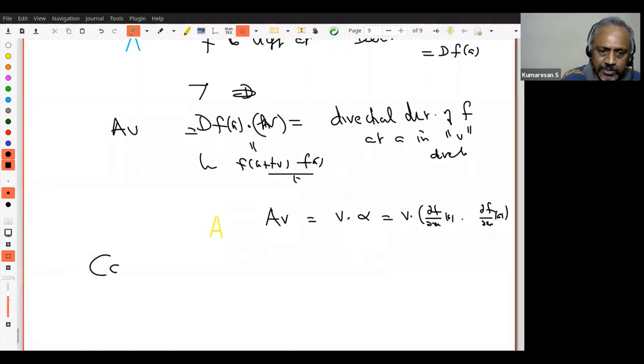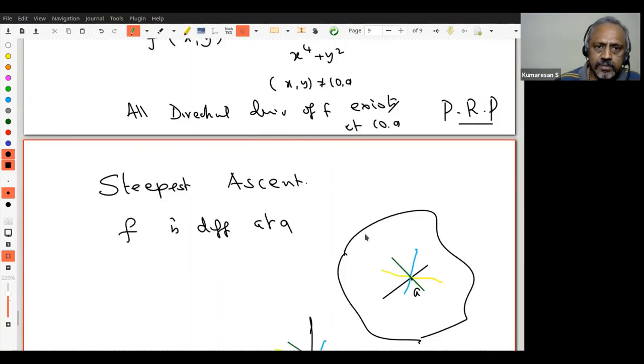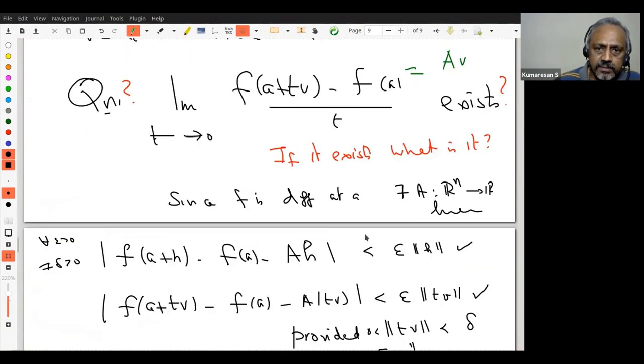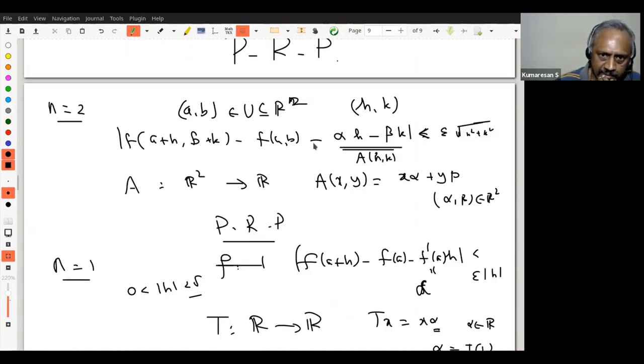That is what the Cauchy-Schwarz inequality tells me. It says the modulus of v dot alpha, this is a vector, right? This is less than or equal to the length of v into the length of alpha, right? That is what the Cauchy-Schwarz inequality said.